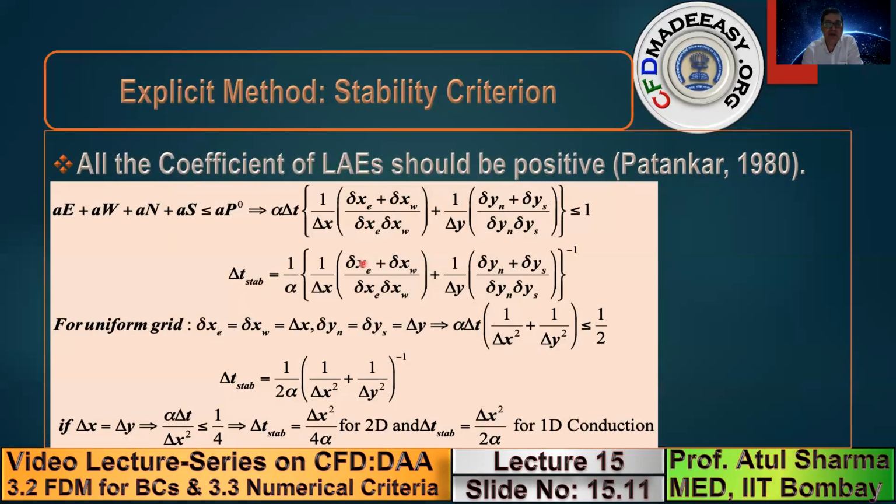Now I have shown you the derivation of the limiting maximum delta T that we can afford in an explicit method for 2D conduction and for 1D conduction. Initially I showed you a general non-uniform grid, then a uniform grid, and if the control volume is square, where delta x equals delta y, I showed you the simplified form. So starting from a general form for a non-uniform grid, I've shown you two simplifications for a uniform grid.